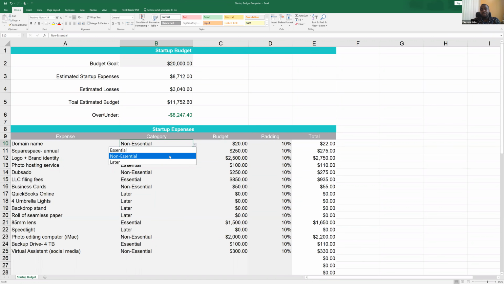So for domain name, if you're doing an online kind of business, domain name is essential, right? If it's not essential, you can just put not essential. And if you require it or you want to have this kind of expense later, you can say later. Then you give the budget. How much do you want to use for the domain name? So is it $10? If it's $10, you can put $10.